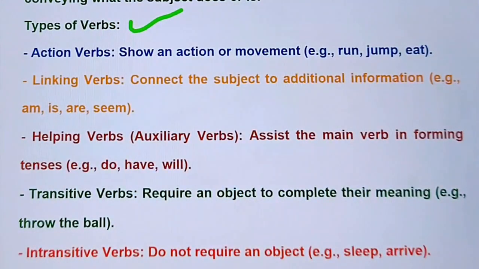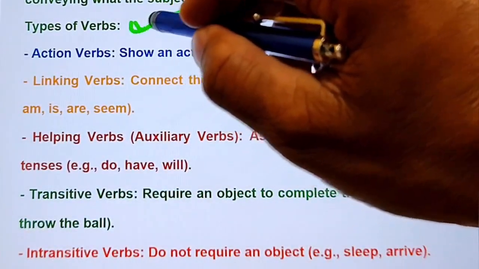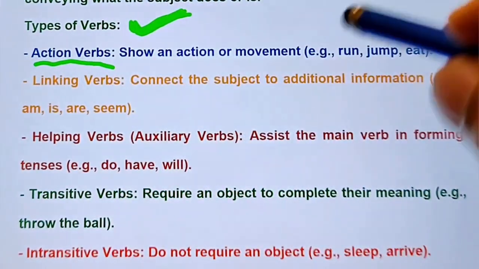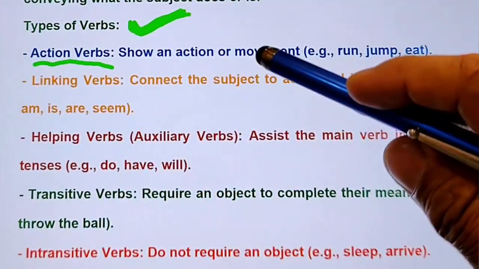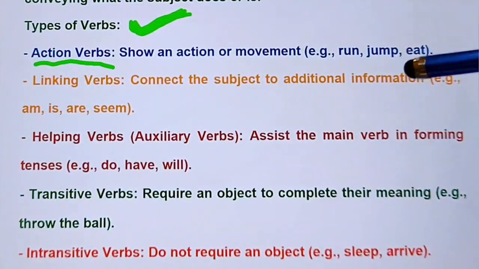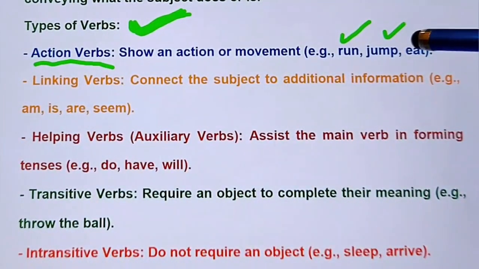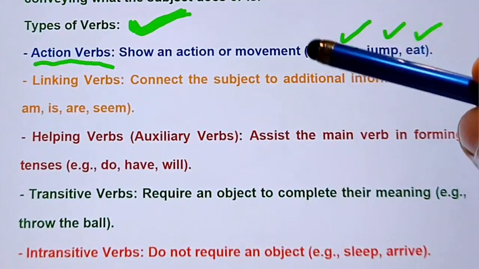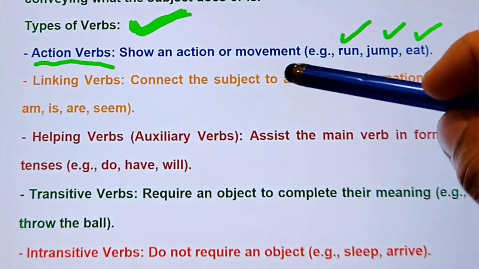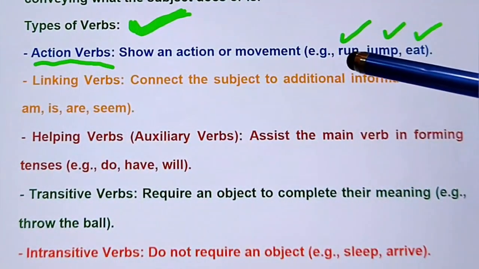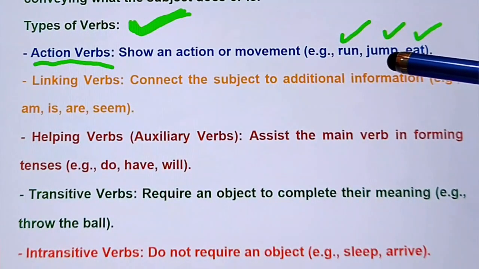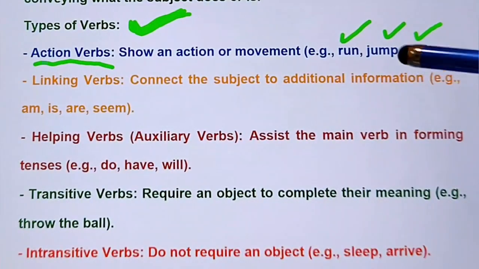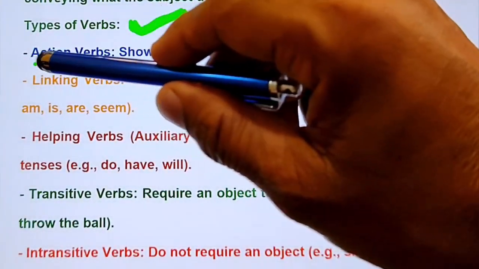There are different types of verbs we use in a sentence. Here, the types of verbs. For example, the first one we have here is the action verb. Action verbs show an action or movement. For example, run, jump, eat. This describes what the subject is doing. So this describes an action or movement of the subject. The subject is running, jumping, or eating. This describes the subject, and that's why it is an action verb.